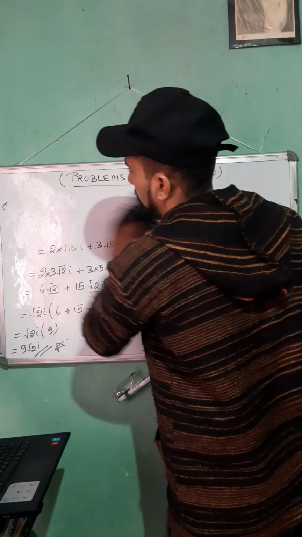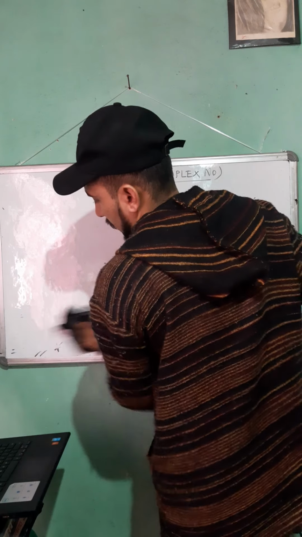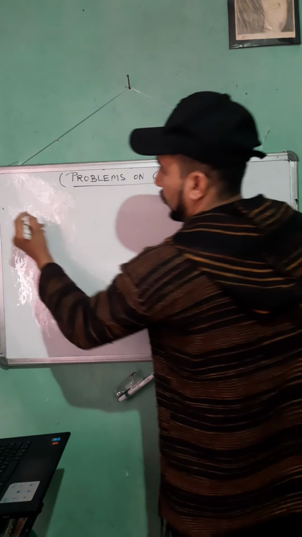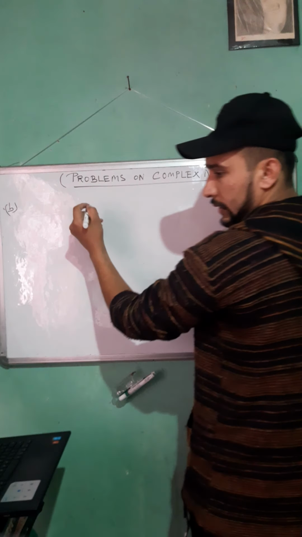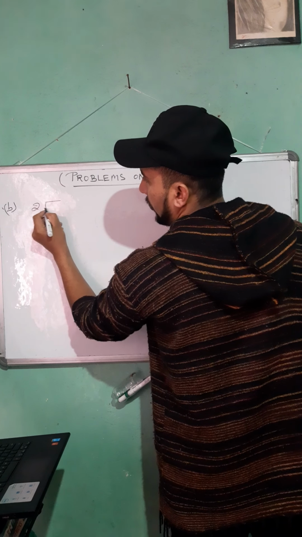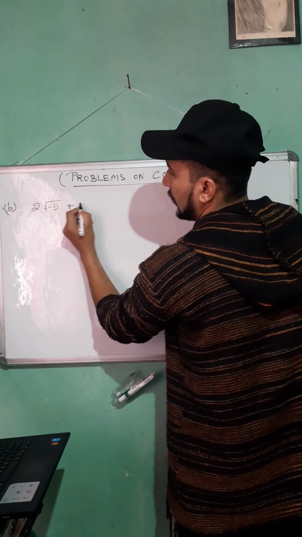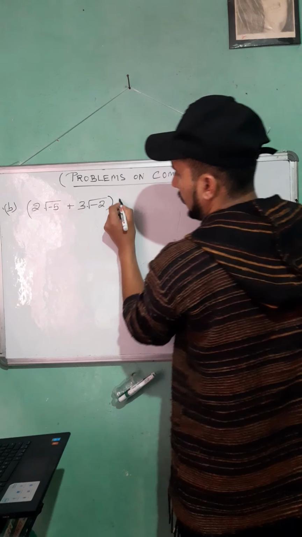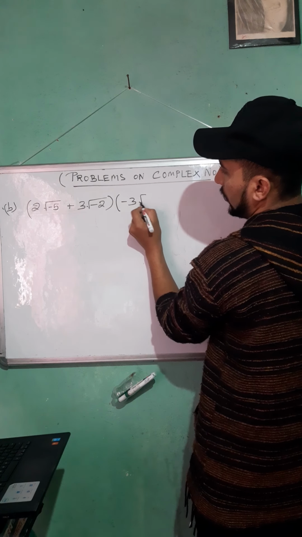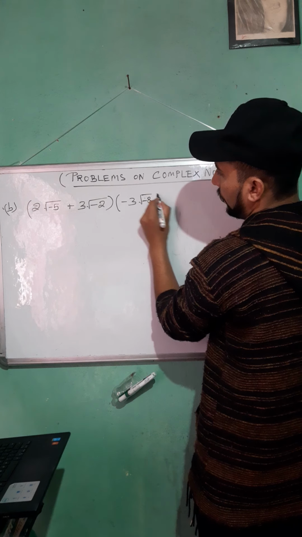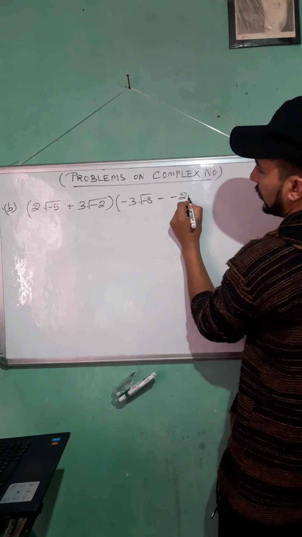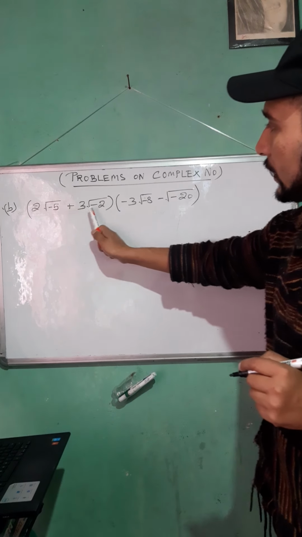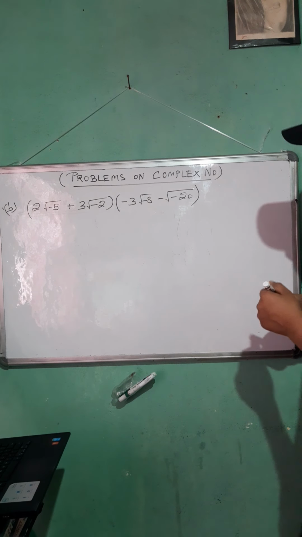Let's move on to another question. Question number B says simplify only: 2 root under minus 5 plus 3 root under minus 2, this is within the bracket, and another bracket, minus 3 root minus 8 minus root under minus 20 within the root. So 2 root minus 5 plus 3 root minus 2. Okay, this is your question.